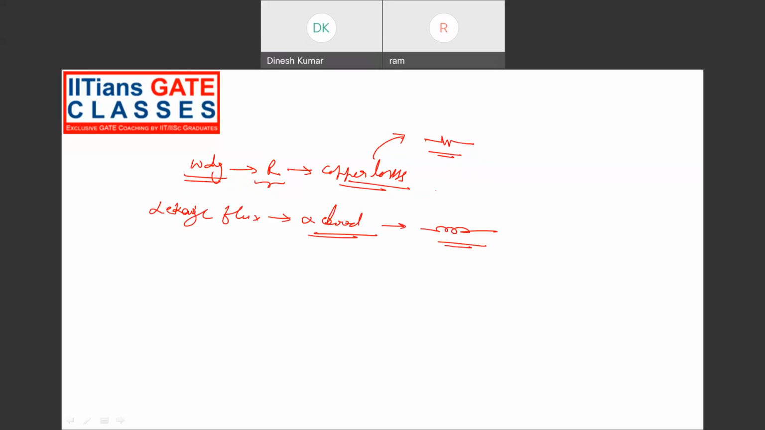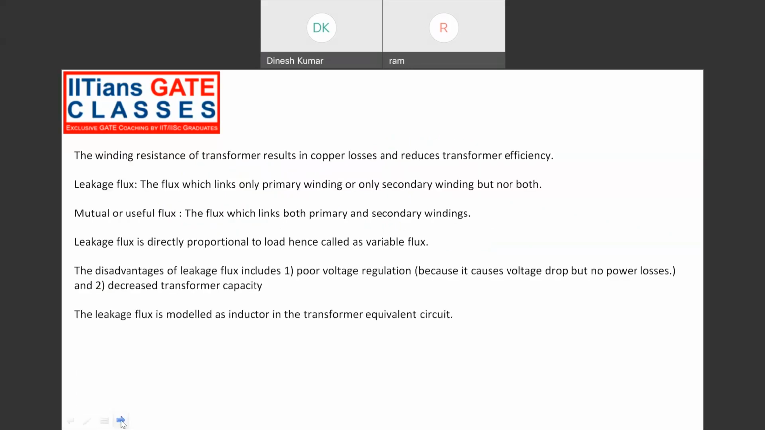It will result in poor voltage regulation. There will be a drop across this reactance, and also the transformer capacity will be reduced. So the leakage flux is modeled as an inductor in the transformer equivalent circuit. So this is what I have explained.